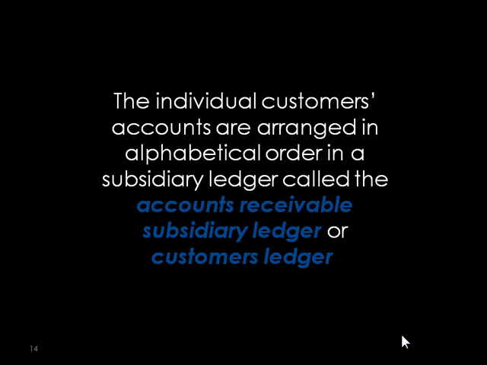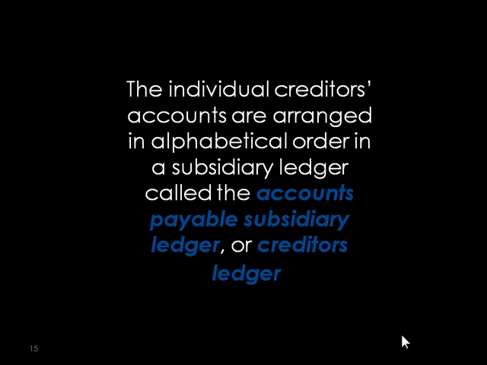Individual customer accounts are arranged in alphabetical order in a ledger known as the accounts receivable ledger. So you are the person providing a service to your customers. Let's go back to our cleaning business, where we clean houses for people and they pay us. We would have an accounts receivable subledger, which would be a listing of all of our customers, the service that we provided, and the amount they owed us because they hadn't paid yet. So we track all that on an accounts receivable subledger.